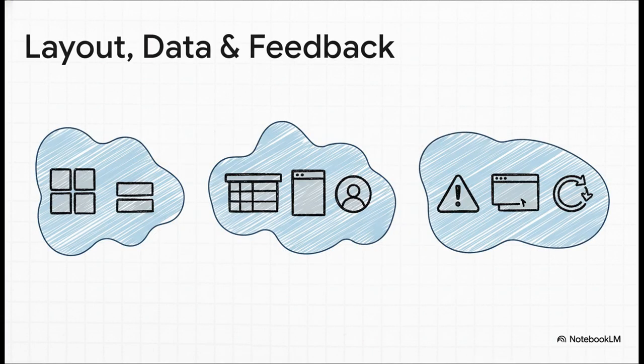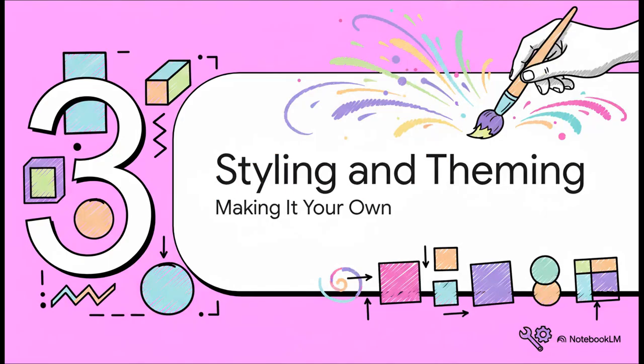And the sheer breadth of this toolkit is just so impressive. You get layout components like grid and stack to structure all your pages. You get data display components like table and card to present information cleanly, and you get feedback components like alerts and dialogs to communicate with the user. It's the whole shebang. It really is a complete system. Okay, but a great component library isn't just about having all the pieces, right? It's about being able to make them your own.